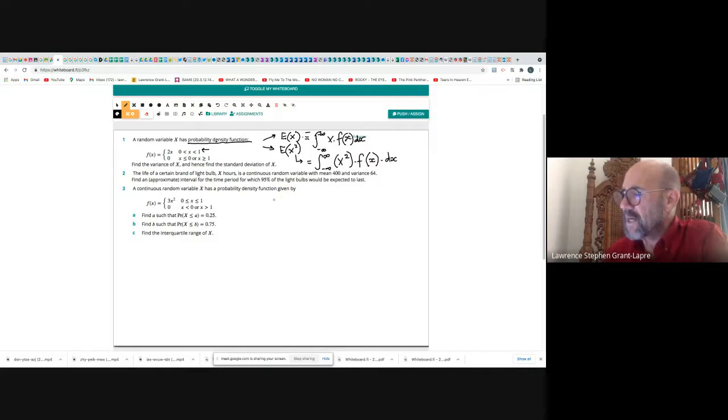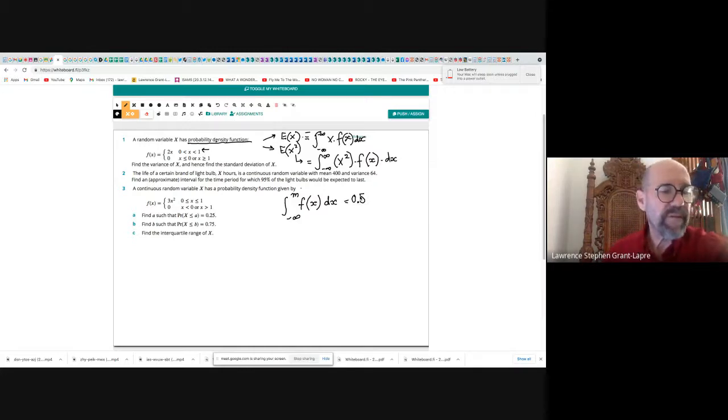We also did the median, where we go from negative infinity up to the median value. The probability here is just area under the curve, so this will just be the probability density function, f of x, on its own. We integrate that, and to get the median we want 50%, so we want the area up until that point to be 0.5.